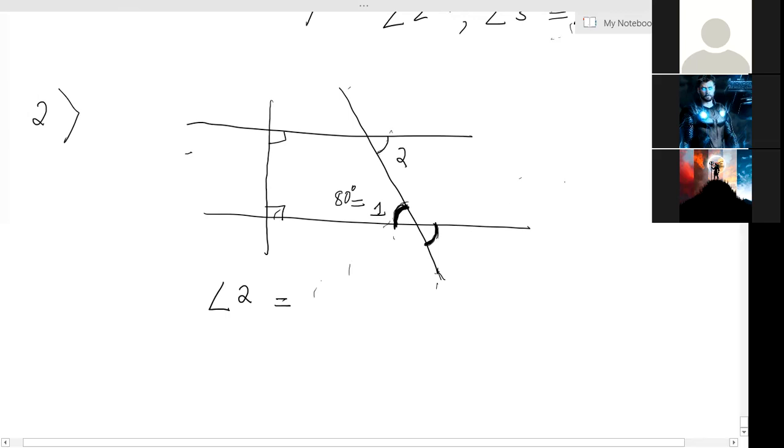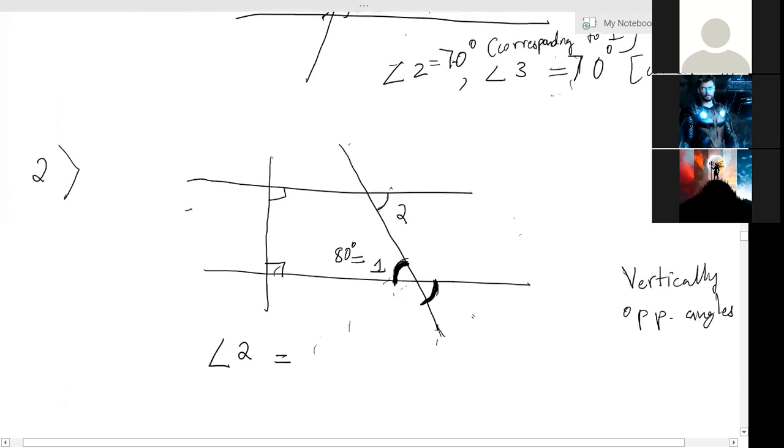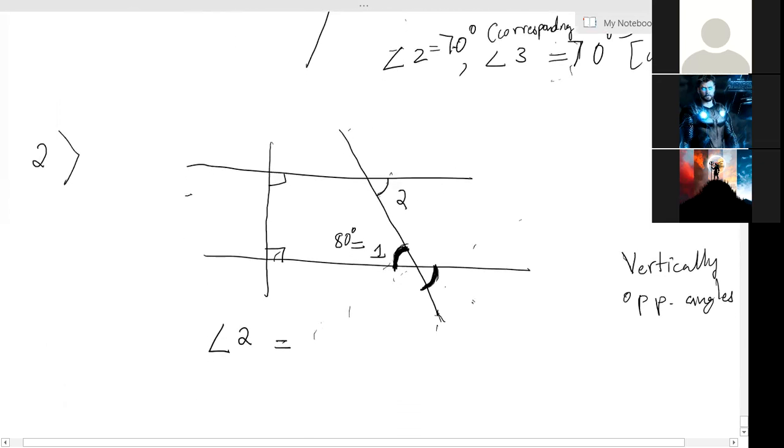So, what type of angles are these, Amog? Which one I have highlighted? This angle and this angle. Which type of angles are these? These are called vertically opposite angles, right? And what is the specialty about vertically opposite angles? They are equal to each other. So vertically opposite angles are equal, which means this is also 80 degrees.